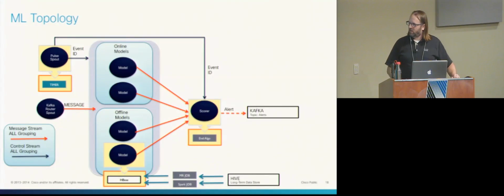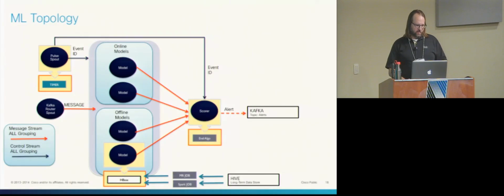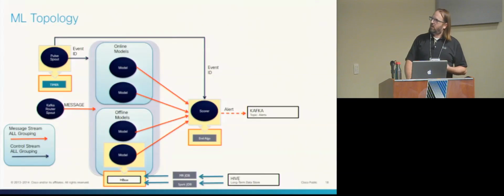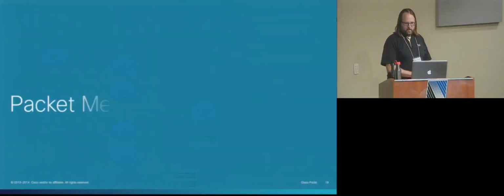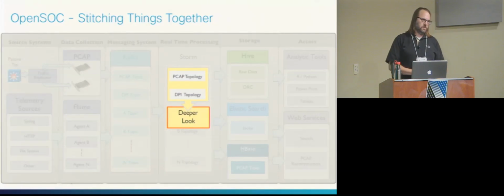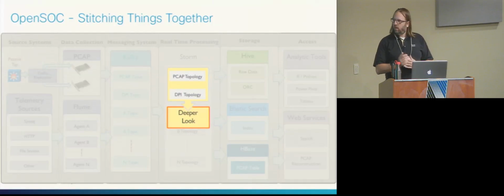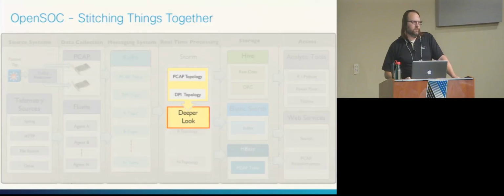Okay, so for the machine learning parts, where are we at? I've got to hurry up. Machine learning is basically the same kind of thing. An event comes in, it does its magic of online and offline models, and then, based on the score, goes to alert or goes to its output. The thing I really cared about in this environment was the metadata, because the PCAP and the DPI technology together really gave me the idea of what this is, coming from an attacker and analyst background.